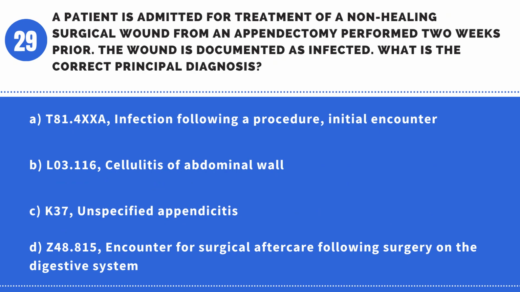Question 29. A patient is admitted for treatment of a non-healing surgical wound from an appendectomy performed 2 weeks prior. The wound is documented as infected. What is the correct principal diagnosis? A. T81.4XXA, infection following a procedure, initial encounter. B. L03.116, cellulitis of abdominal wall. C. K37, unspecified appendicitis. D. Z48.815, encounter for surgical aftercare following surgery on the digestive system.